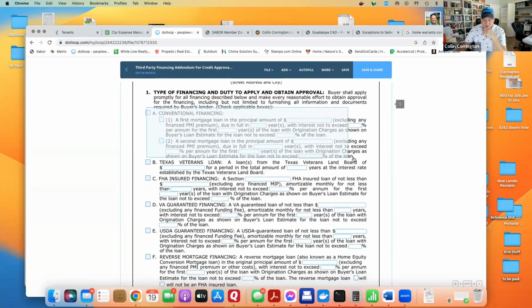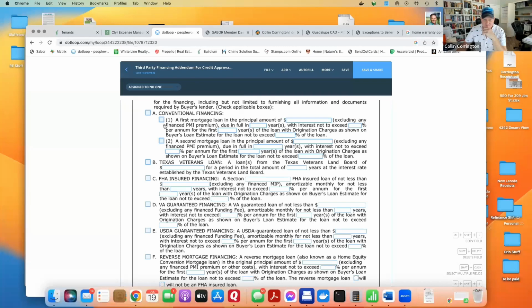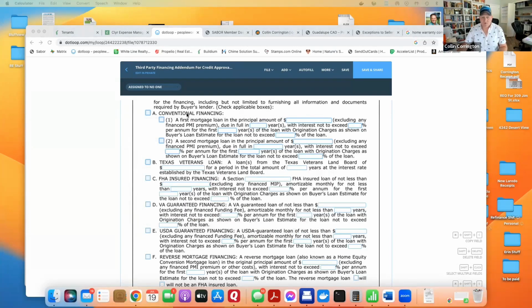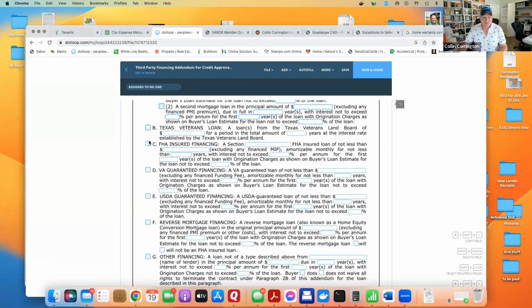Conventional financing. If you notice, there's 2 checkboxes on conventional. Why? How many of y'all have ever heard of somebody doing an 80-20 loan? They get an 80%, and for the 20% down payment, they get another loan. That is a second mortgage. So that's where this would come in. Now, for my example, remember, I said I'm going to get a $965,000 loan. So I'm going to have at least a first mortgage. Oh, remember I said I'm doing FHA, right? I'm going to do FHA in section.